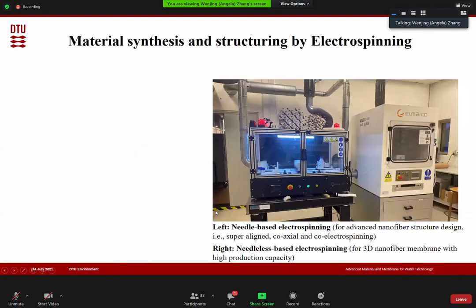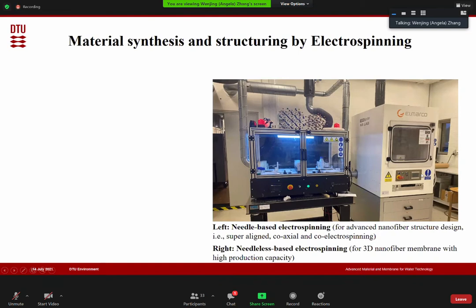So to do that, we have the facilities in our lab. First, we have 2 electrospinning equipment. On the left, you will see the black one is needle-based electrospinning. There we can do, for instance, 3-dimensional or super-aligned nanofibers, coaxial structures, or co-electrospinning with different polymers. This is more for the students to try their crazy ideas at a smaller scale.